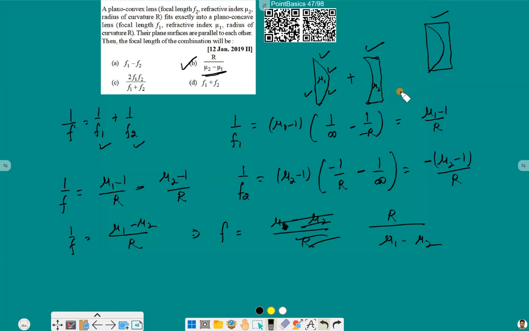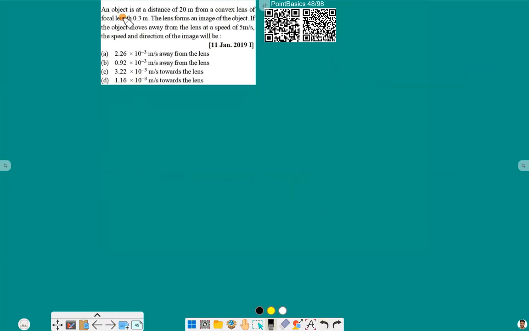And what we have to do for that, we have to fit them like this. If we fit them like this, and this is our first lens and this is our second lens, then we will get option B as the answer. So here option B is the right answer. Now let us move ahead to the next one.